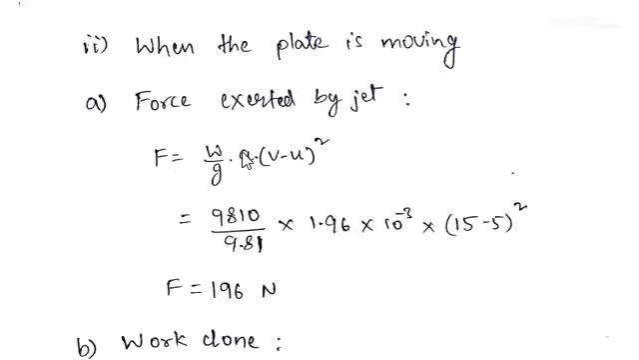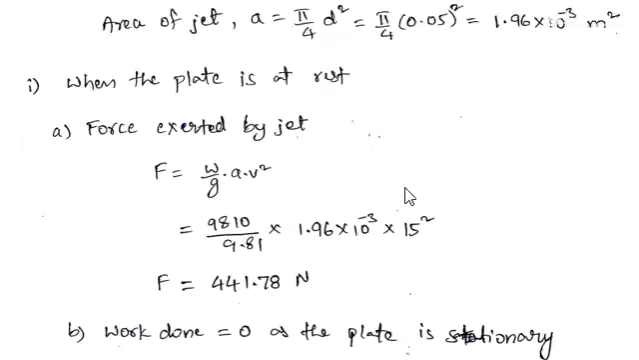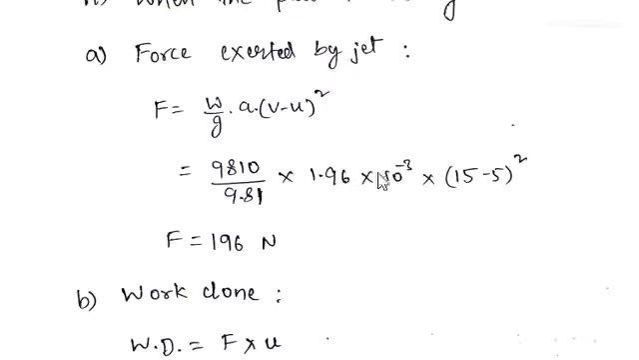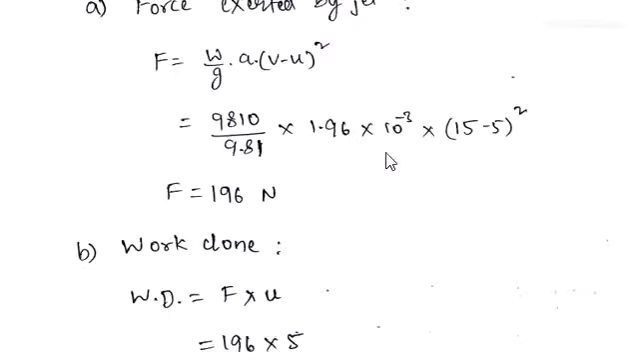So here we have seen W for water, we can take 9810, and g as 9.81. Area we have calculated 1.96 × 10^-3, and V, the velocity of the jet, is 15, and u is the velocity of the plate. In the second case, the moving plate, it is moving with 5 meters per second. That value is given here, so we substitute and simplify, and we get the force exerted by the jet when the plate is moving as 196 newtons.